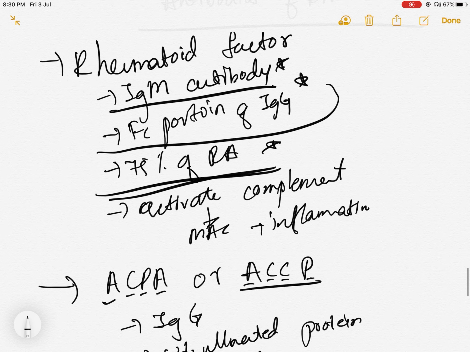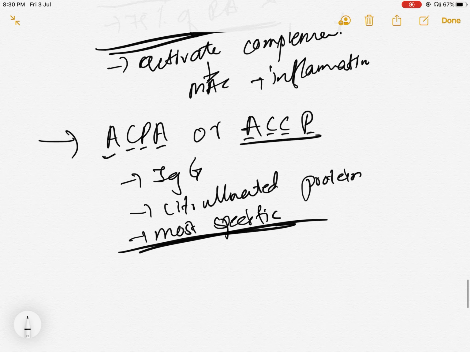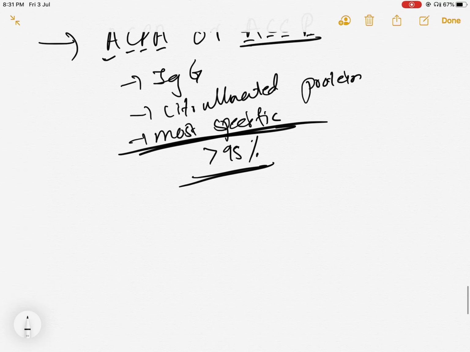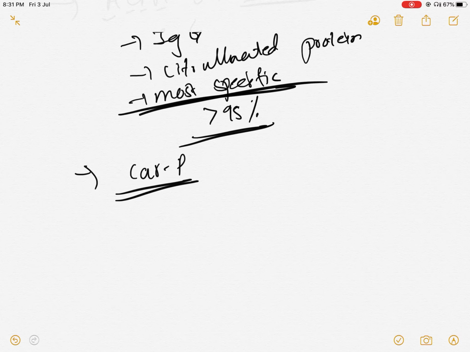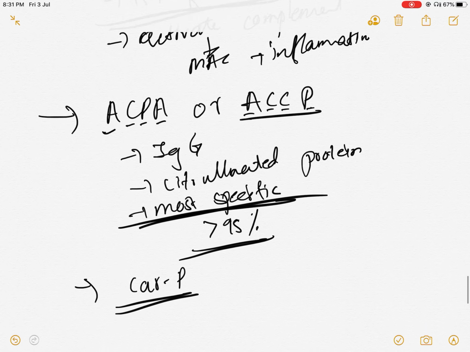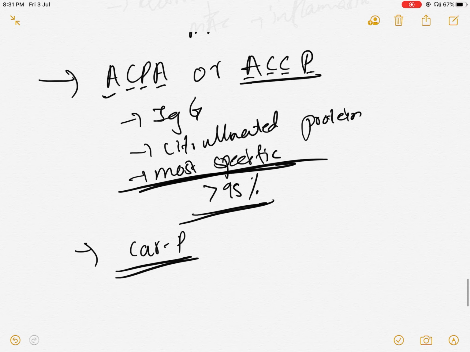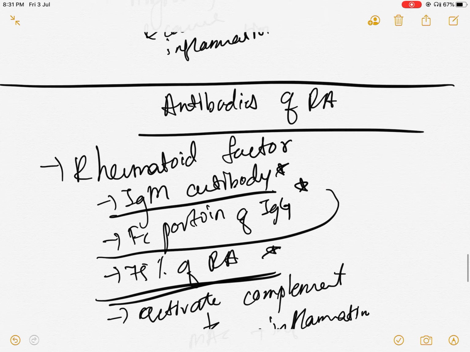However, presence of rheumatoid factor does not confirm the diagnosis of rheumatoid arthritis. Presence of ACPA antibody is more specific. More than 95% of the cases are associated with ACPA antibody. There is one more antibody which is documented, the CARP antibody, that is anti-carbamylated protein antibody. However, this is present only in the Indian population and it is specific in about 75% of the cases.